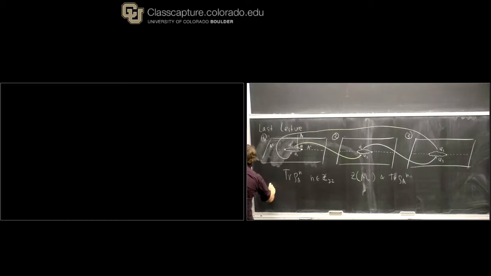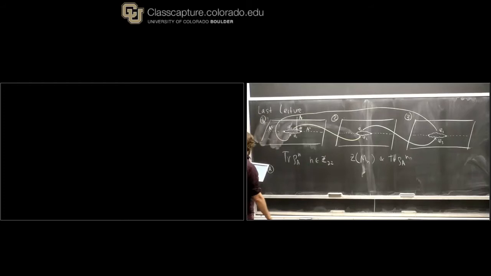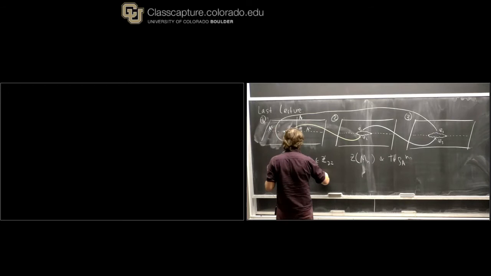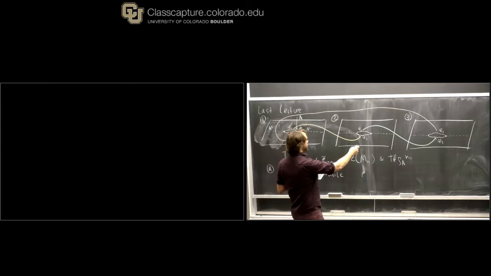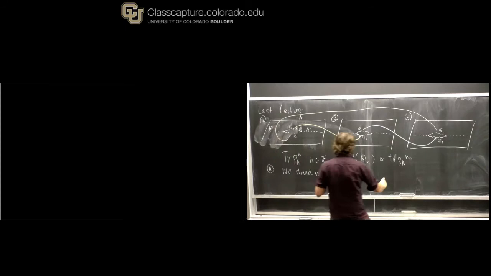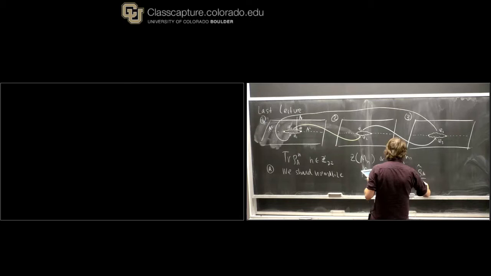So firstly, I did not normalize, so we should normalize. And to do that, really you can think of this path integral as producing some unnormalized density matrix. So let me call that rho_A hat. And then to normalize, I should just take rho_A hat and divide by its trace.